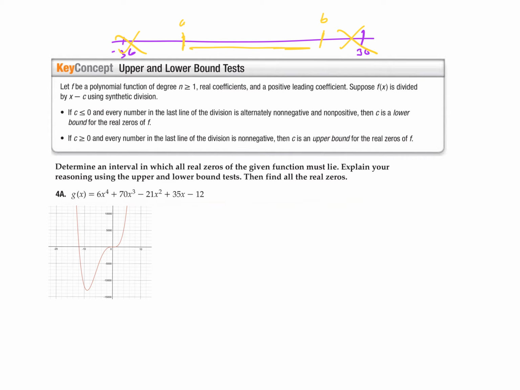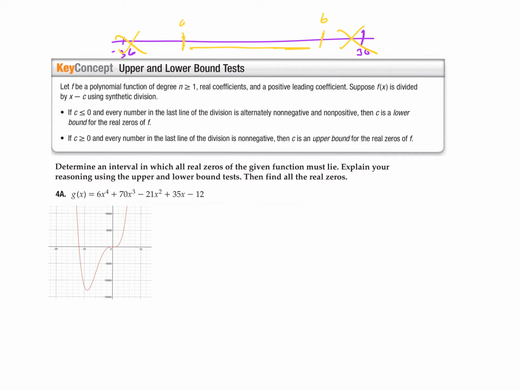It says, let f be a polynomial function of degree n bigger than or equal to 1, real coefficients, positive leading coefficient. Suppose f is divided by x minus c using synthetic division. If c is less than or equal to 0, and every number in the last line of division alternates between non-negative and non-positive, then c is what we call a lower bound. If c is a positive number, and every number in the last line of the division is non-negative, then c is what we call an upper bound.